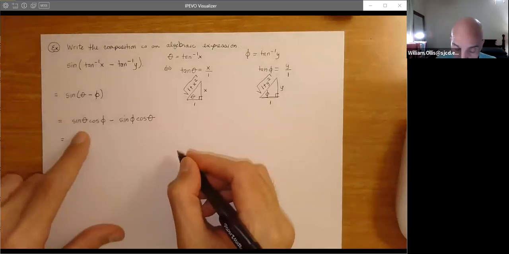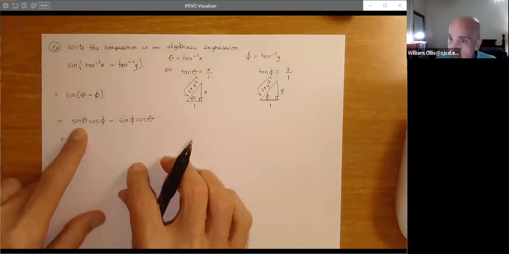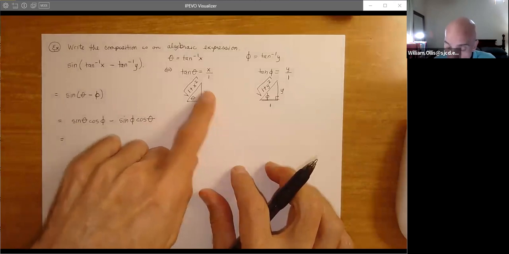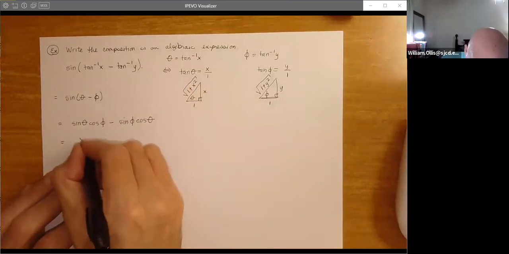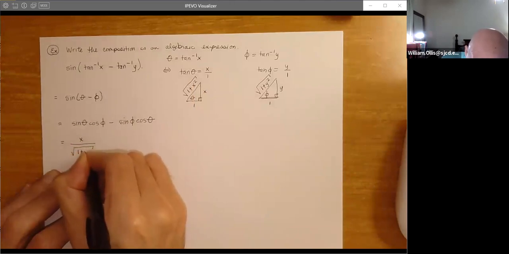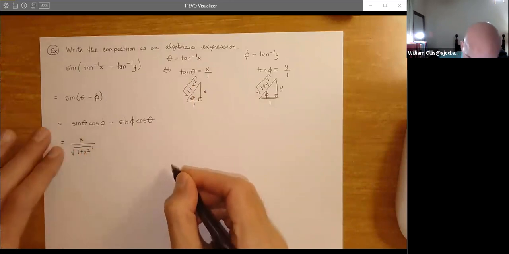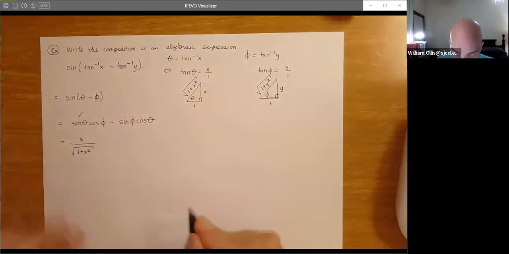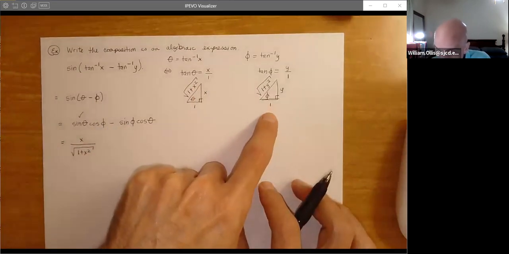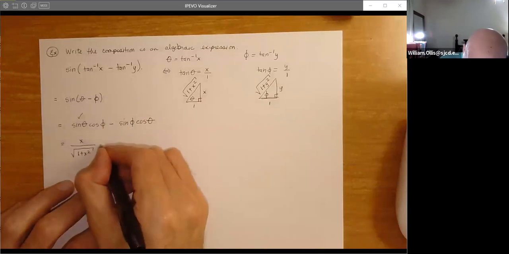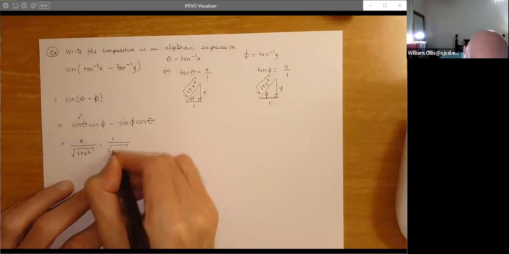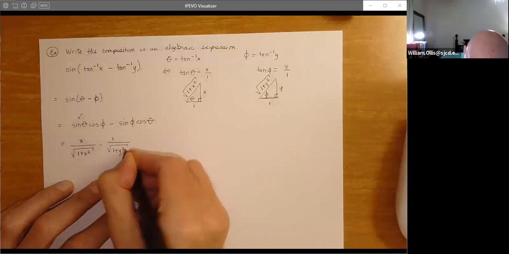So now we can run to each triangle to compute each of these trig functions. So sine theta, we go to the theta triangle. This will be opposite over hypotenuse. So we get x divided by the square root of 1 plus x squared, okay? So that, check it off. So now we need cosine of phi. So let's go to the phi triangle. We need adjacent over hypotenuse. So this will be 1 divided by the square root of 1 plus y squared.